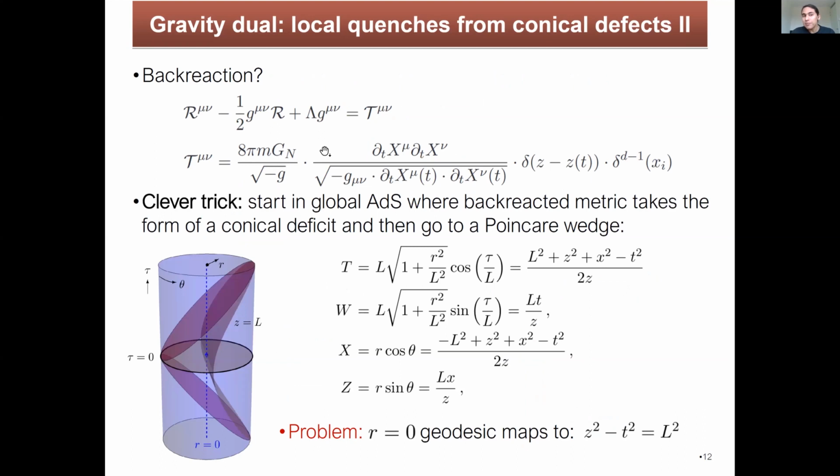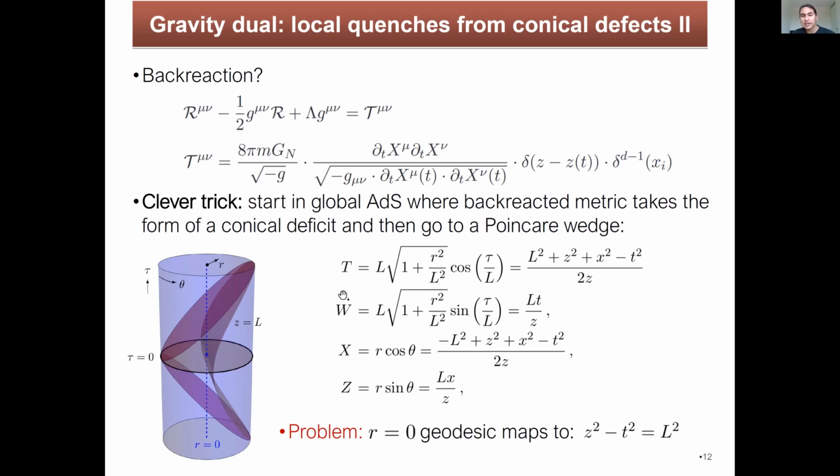Then the next step is that you need to consider the back reaction. This particle has a stress energy tensor in the bulk, and of course it sources a non-trivial gravitational field. Solving this problem is in fact difficult, but what they realized is that there is actually a clever trick to solve it. The trick is that you can start in global AdS, having the CFT on a circle, where you know that the back reacted solution looks like a conical deficit. Once you realize that that is the back reacted solution that you're looking for, then you can specialize to a Poincaré wedge.